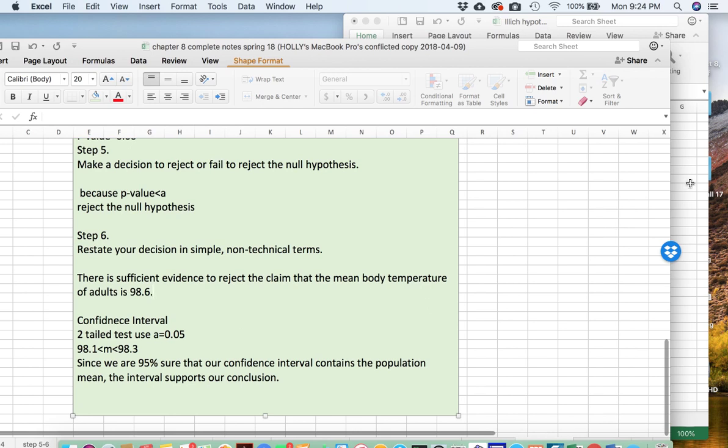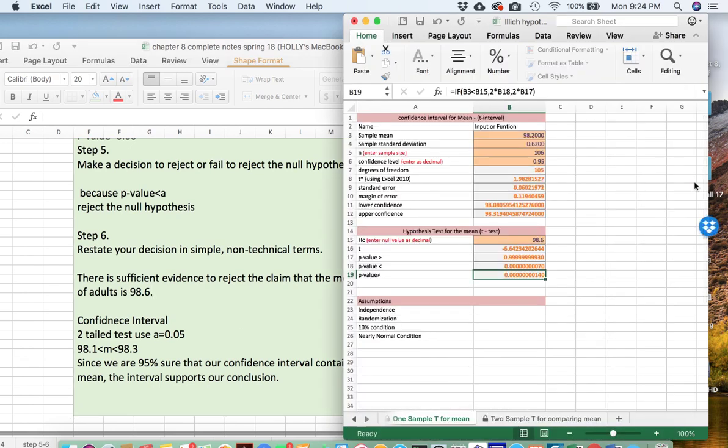So, I hope this example helps you as you complete your homework and get ready for your test on Wednesday.